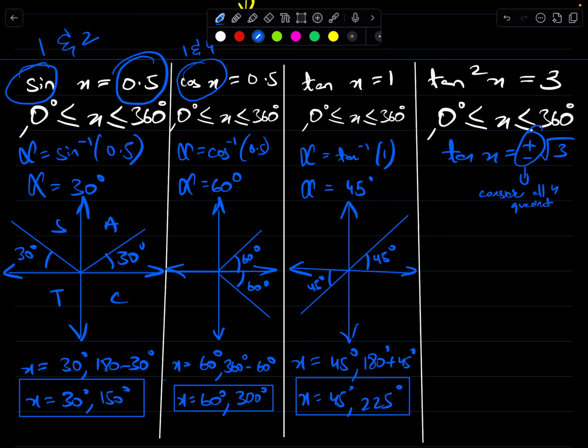I wrote this down here. And finding alpha. For alpha, I'll only consider positive root because alpha can never be negative. Thus, we will only consider positive root. And alpha turns out to be 60 degrees.